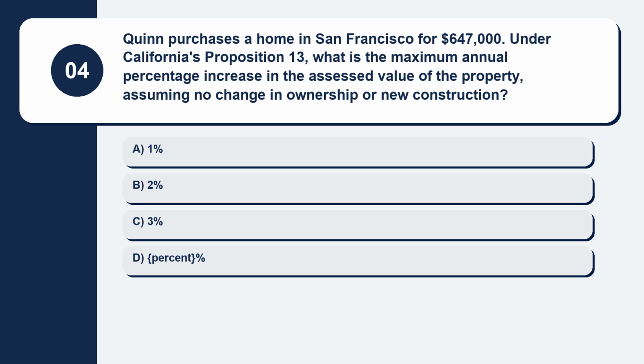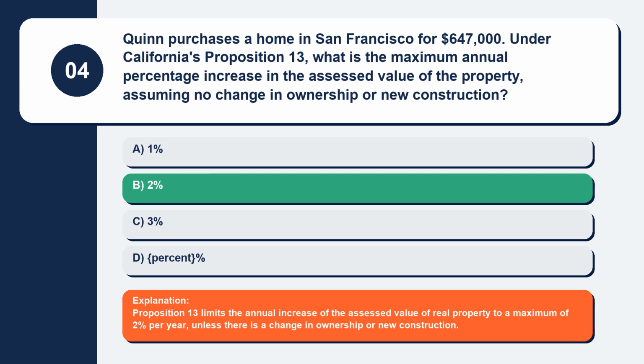Question 4. Quinn purchases a home in San Francisco for $647,000. Under California's Proposition 13, what is the maximum annual percentage increase in the assessed value of the property, assuming no change in ownership or new construction? Here are your options. Option A, 1%. Option B, 2%. Option C, 3%. Option D, percent. The correct answer is option B, 2%.